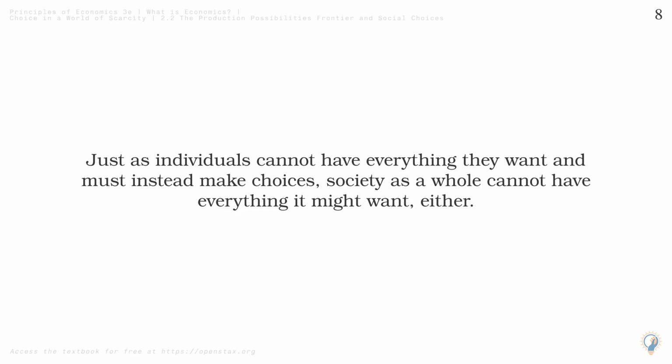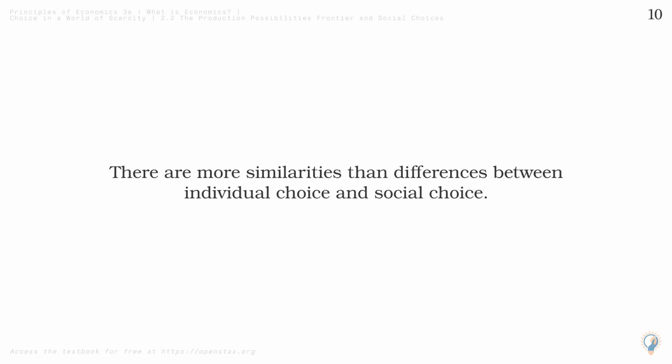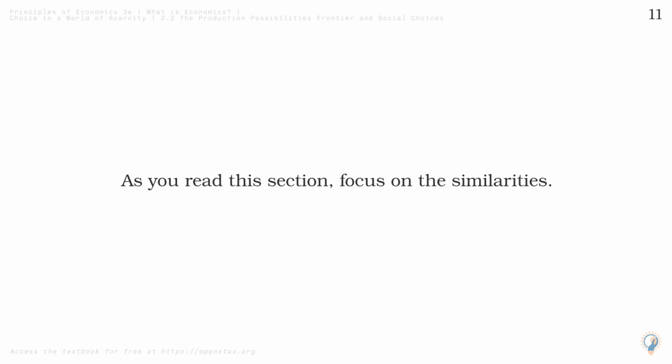Just as individuals cannot have everything they want and must instead make choices, society as a whole cannot have everything it might want either. This section of the chapter will explain the constraints society faces, using a model called the Production Possibilities Frontier, PPF. There are more similarities than differences between individual choice and social choice. As you read this section, focus on the similarities.